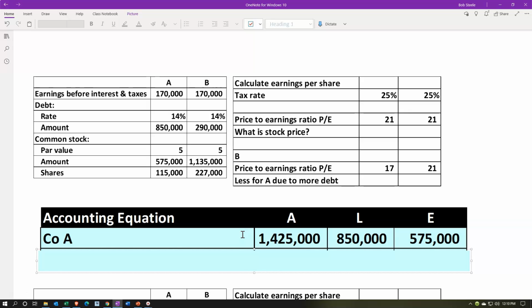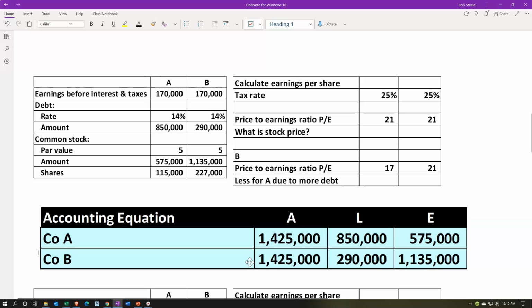the $1,425,000. If we contrast that to B then, we see that B has liabilities of the $290,000, has equity of the $1,135,000. If we add the $290,000 and the $1,135,000, we get the $1,425,000. We have the same amount of assets for both of A and B. However, the structure of those assets, the financing of those assets differs. A financing more of them with debt, B financing more with equity.